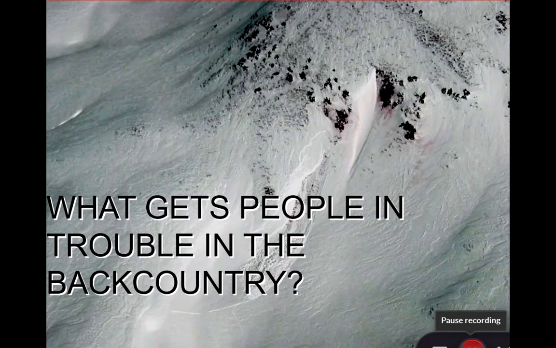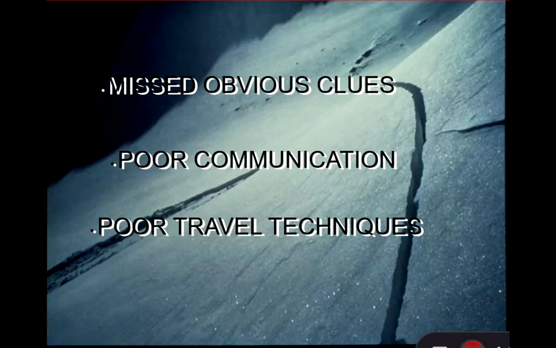One of the big questions is, what gets people in trouble in the backcountry? These are three of the things that many times are a part of people getting themselves into trouble. Missed obvious clues. This is not taking into account that the natural avalanches you've observed on similar aspects and similar elevations to the slope you're thinking about traveling on probably mean there's a high probability of that slope avalanching.